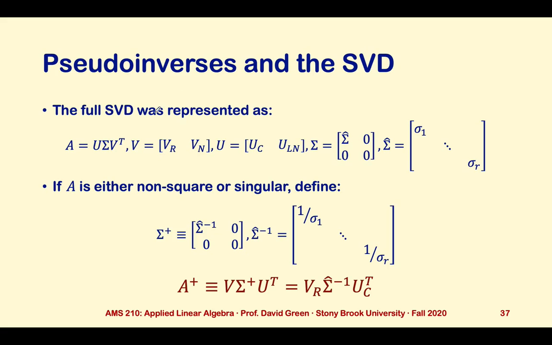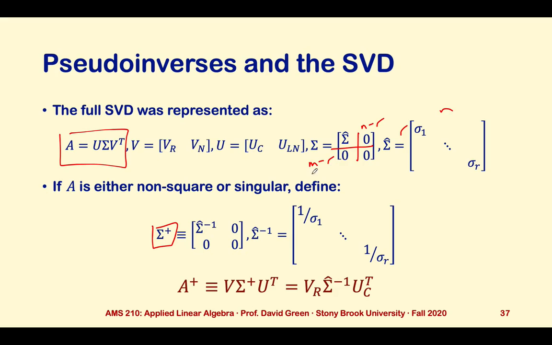However, we can extend this idea to cases where A is either non-square or is singular. Think about this same full SVD, and replace, in our definition of the inverse, a new kind of pseudo-inverse of sigma. Sigma in this case has zero entries. Sigma hat is an R by R matrix, and if we think about the size of these zero blocks, one of them is M minus R, and one of them is N minus R.